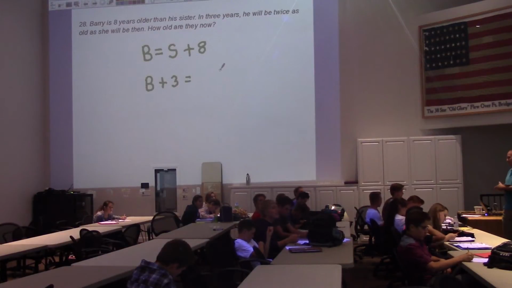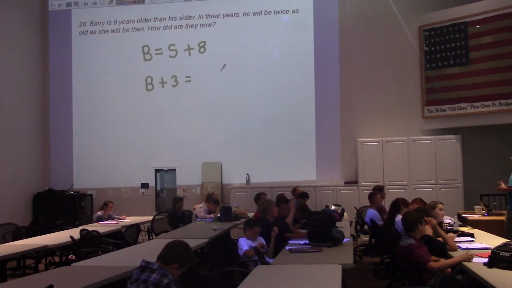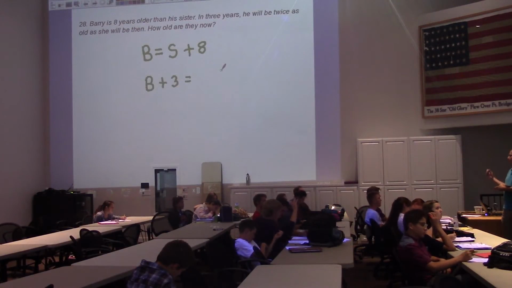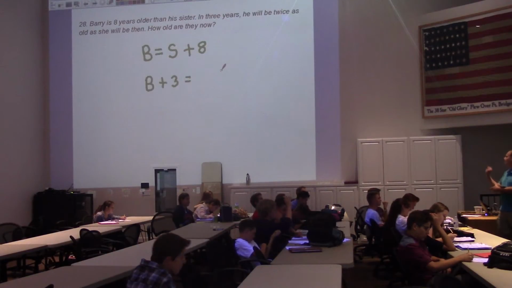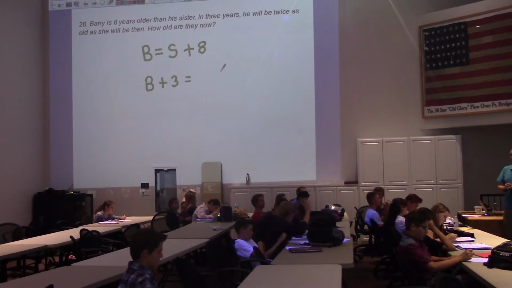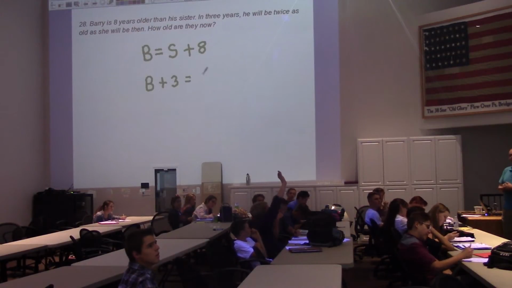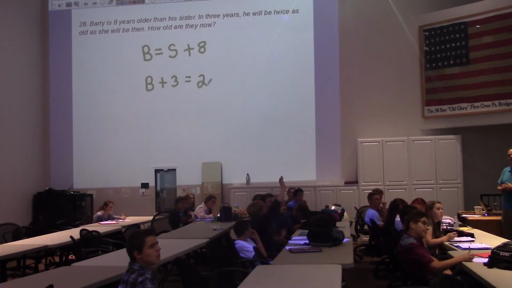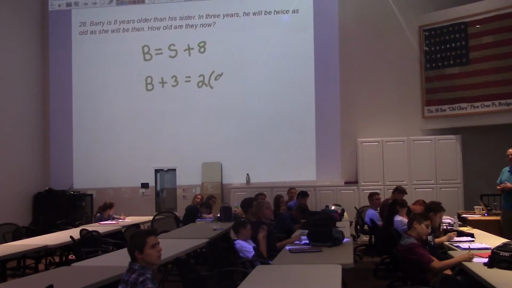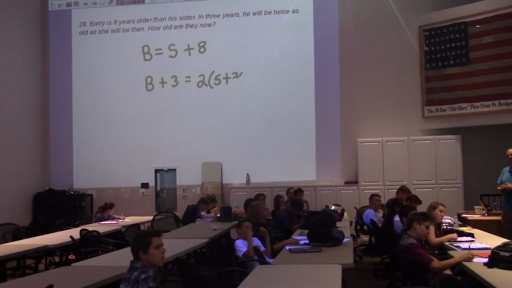What does then mean? What does then and now mean? Now means what? Right now. Then means 3 years in the future. So if I give 3 years to Barry, I've got to give 3 years to his sister to be fair. So it's going to be twice his sister will be then. So plus 3. Does that make sense to you?